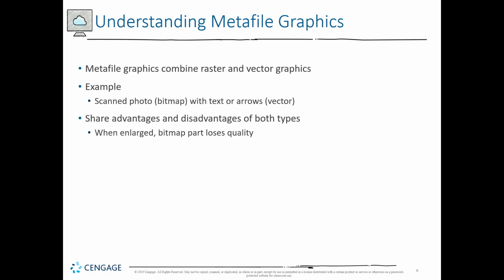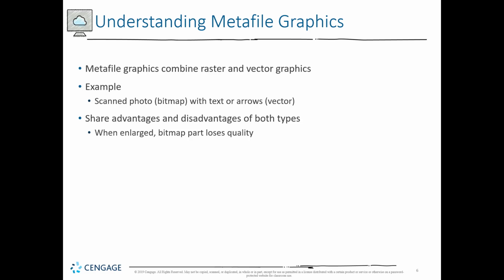So our third type is our metafile graphic, and again, that's going to be a combination of both. The metafile graphic combines both the raster and vector graphics. For example, a scanned photo might be the DPI. If there's text or arrows, that'd be our vector. So the advantage and disadvantage of these are basically when enlarged, the bitmap part loses quality, so that's one of the pros and cons.